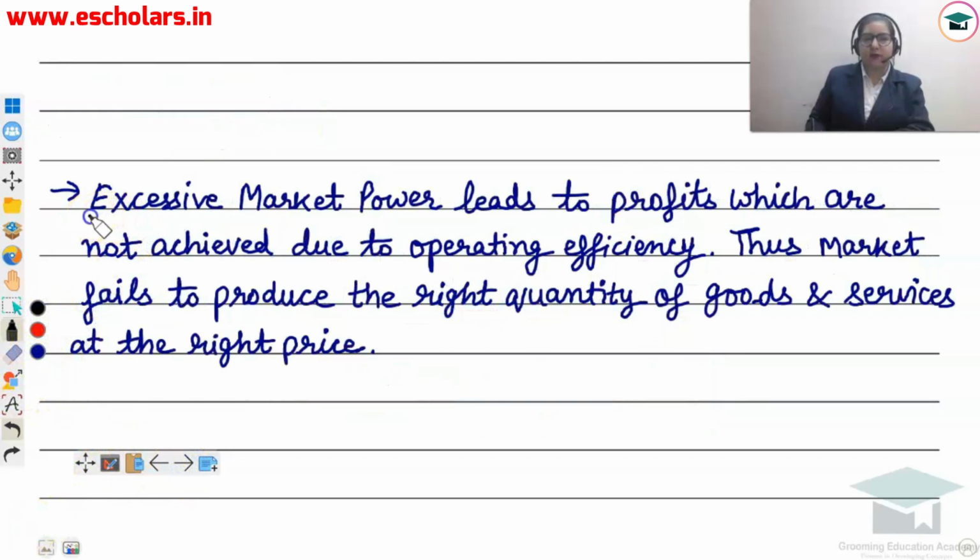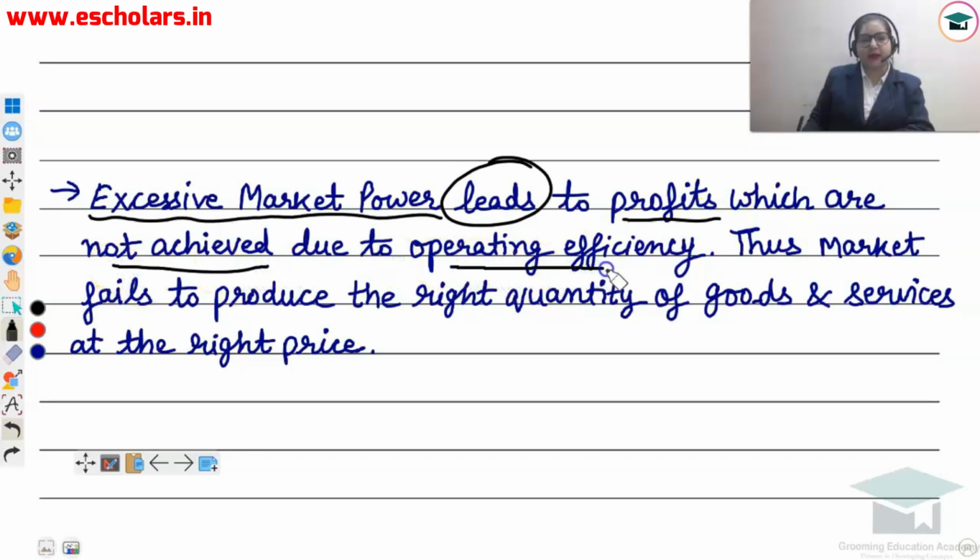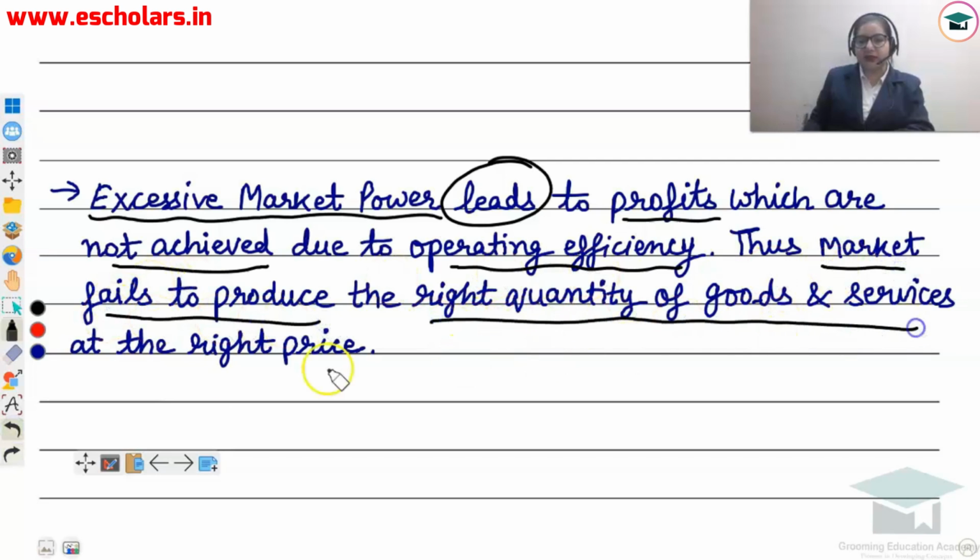Now students, further we have that excessive market power leads to profits which are not achieved due to operating efficiency. These are basically those profits which are not achieved due to efficient utilization of resources, right? These are the profits which are achieved due to selling the products at higher prices. So that's why excessive market power leads to market failure, because here the market fails to produce the right quantity of goods and services and at the right price.